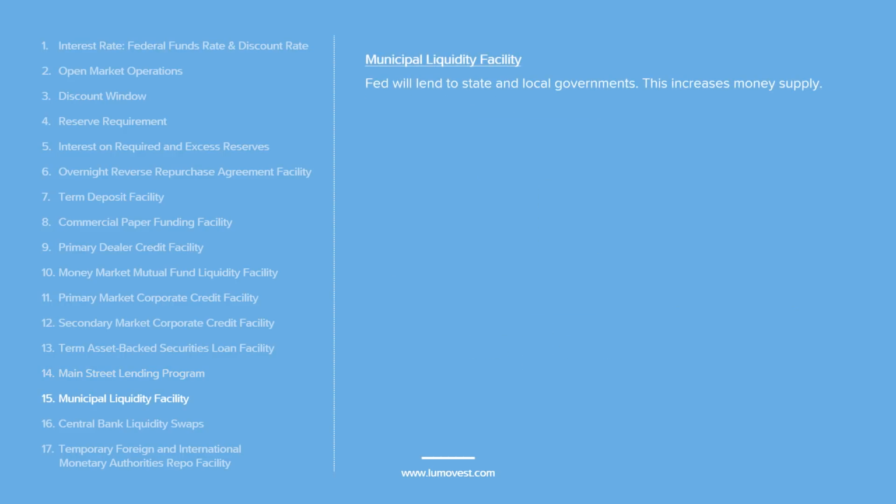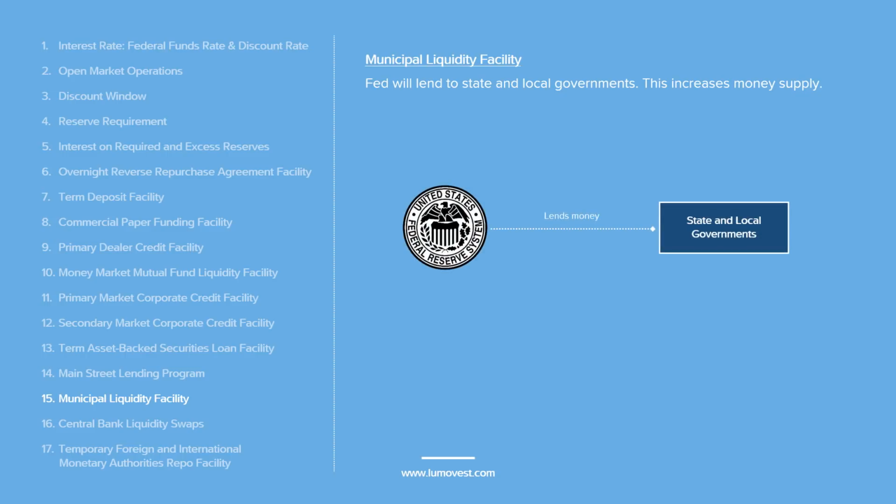Businesses and consumers are not the only ones that need to borrow money. State and local governments also need to borrow money. Under the Municipal Liquidity Facility, the Fed will lend money to state and local governments. This way, the state and city and county level governments have enough money to keep things running.